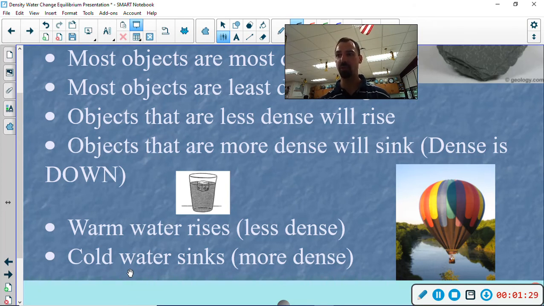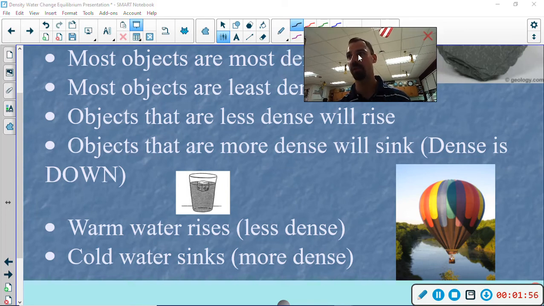Same thing is true for air. So the hot air balloon's a great example of this. So we heat up the air in the balloon to make it rise. They pull that burner cord and it heats up the air in the balloon, causes it to expand out and become less dense, so it rises. And the warm air will rise. And then once it cools down, the air will begin to become more dense, and then it will sink back down to the ground.